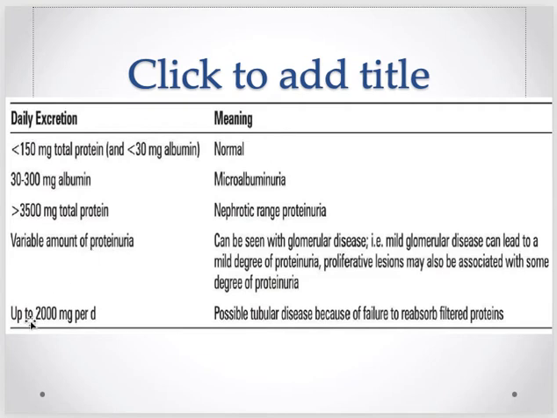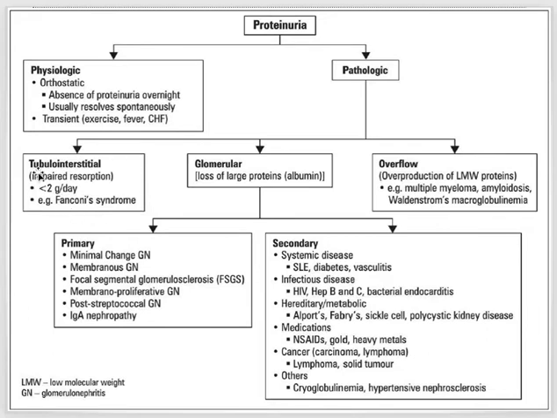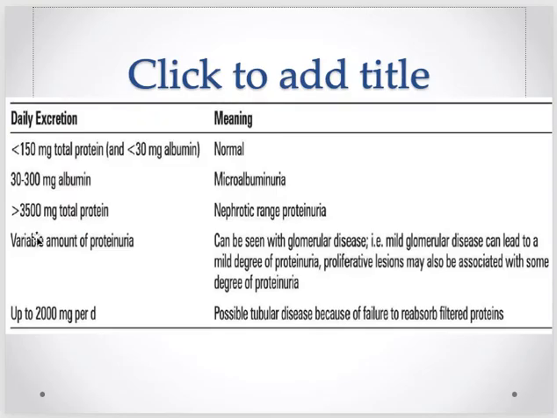Okay, so up to 2000 milligram per day of protein loss is possible with tubular diseases because of failure to reabsorb filtered proteins like these causes. And a variable amount of proteinuria can be seen with glomerular diseases, right? So we'll discuss all these things, of course, in the coming days.